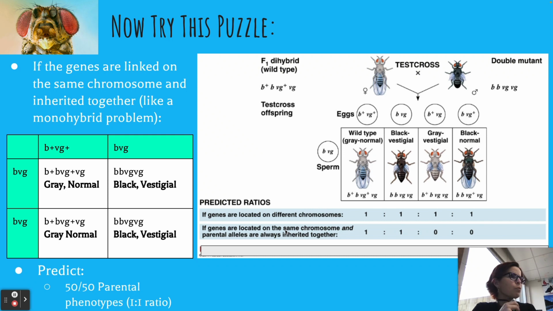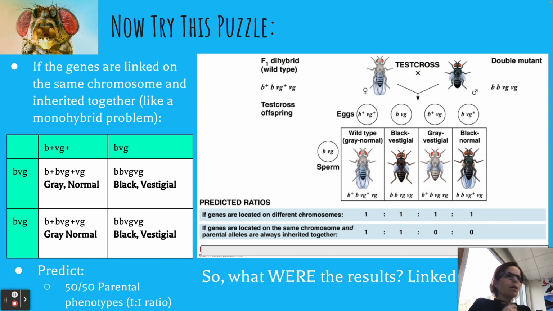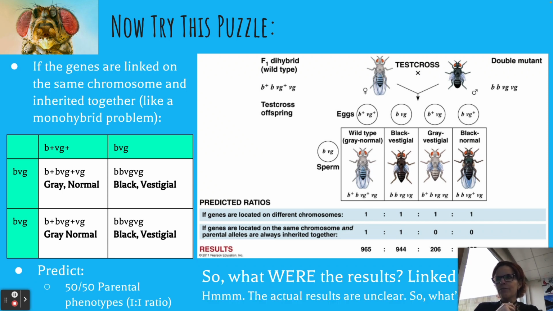So I don't know if you guys remember this, but when we do the actual cross, what we get isn't any of them. The results, I'm in the way, but we have 955 to 944, and then 206 and like 206 again, or something like that. What is it? 185. Are you looking at it? Thank you. That's super helpful. Okay, so that's not either of the predictions. That's not 1-to-1 to 1-to-1, and that's not 1-to-1, 0-to-0.